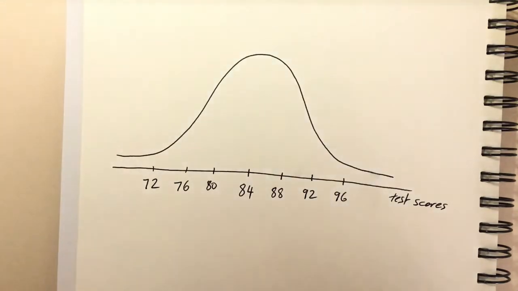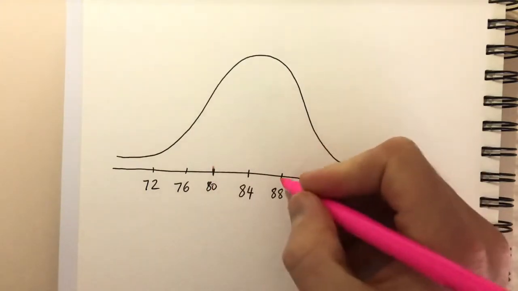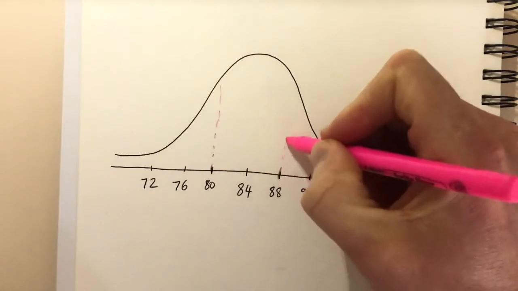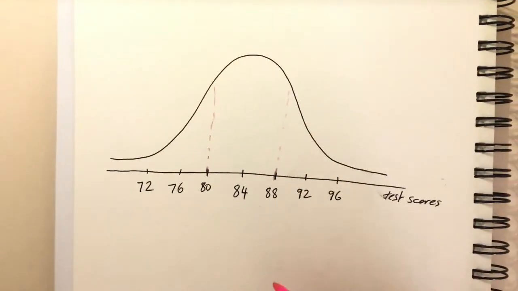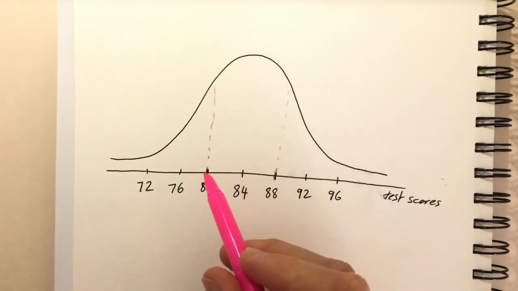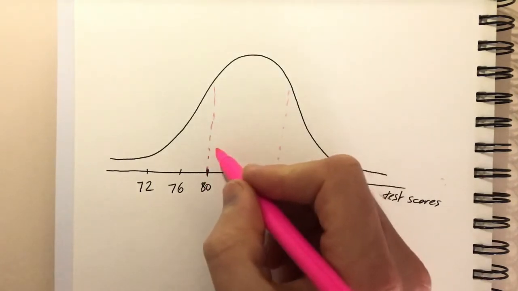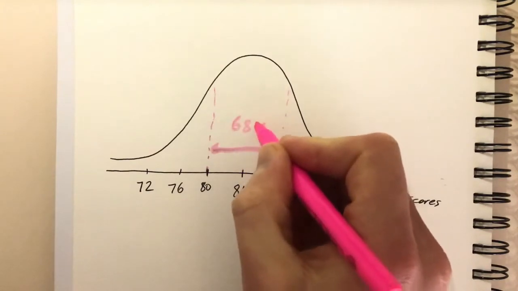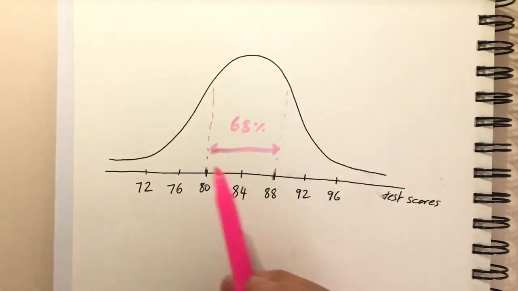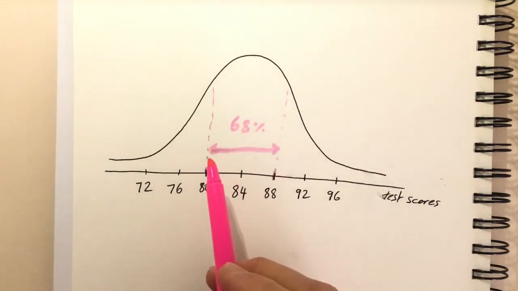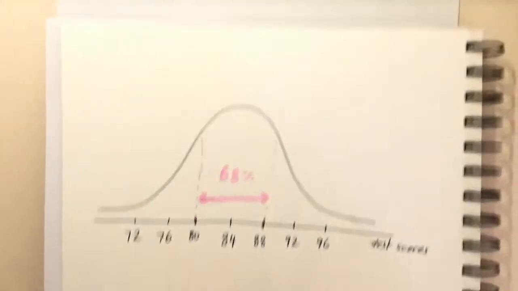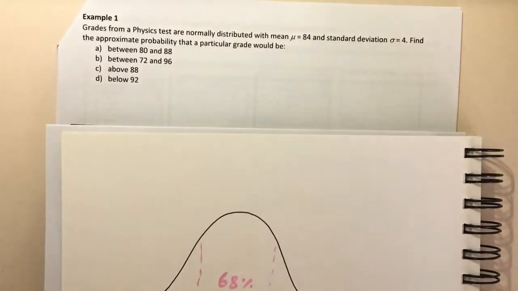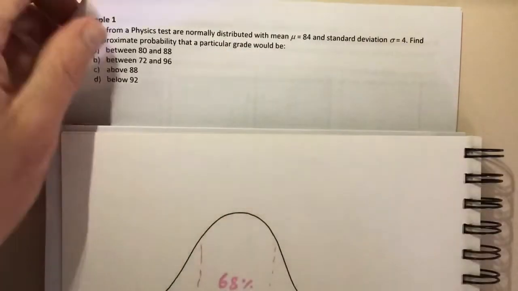So 80 and 88, if we were to represent that on our bell curve, well, that is one standard deviation below the mean to one standard deviation above the mean. And remember that our rules say that between those two values, we should have 68% of the distribution. So we would expect 68% of the test scores to be between 80 and 88. So the probability will just be 68% or 0.68.